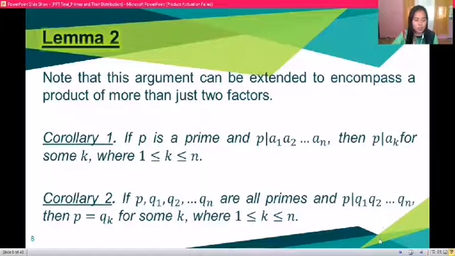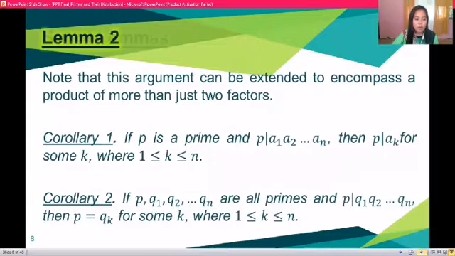Corollary 2 states: if p, q_1, q_2, up to q_n are all primes and p divides q_1 times q_2 times up to q_n, then p is equal to q_k for some k where k is greater than or equal to 1 but less than or equal to n.